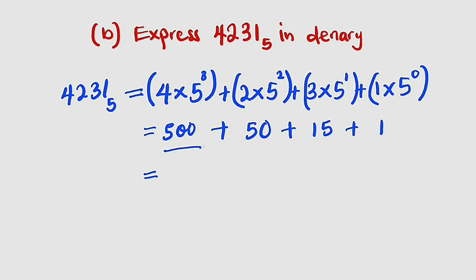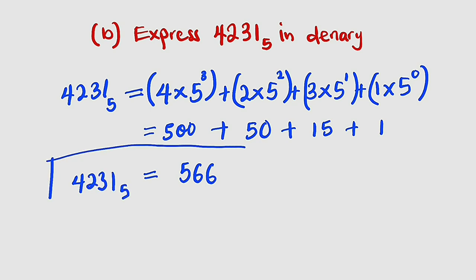And 500 plus 50, that is 550. Plus 15, that is 565. Plus 1, that is 566. So we have 566 in base 10, which is equivalent to 4231 in base 5. And this is said to be the solution to this problem.